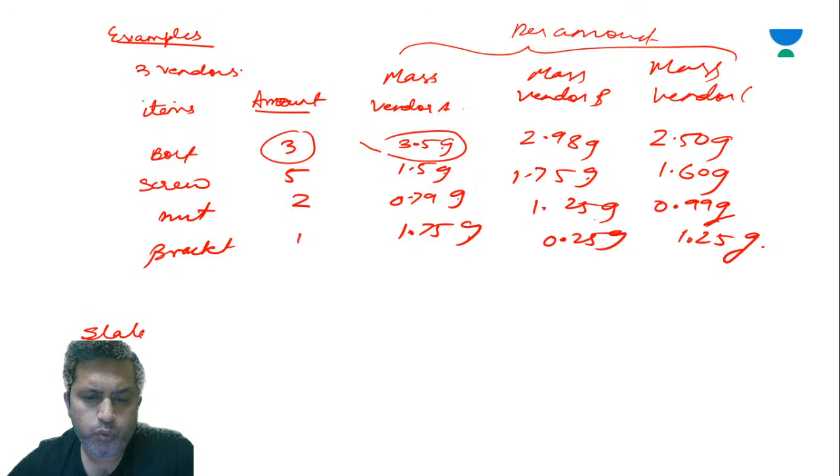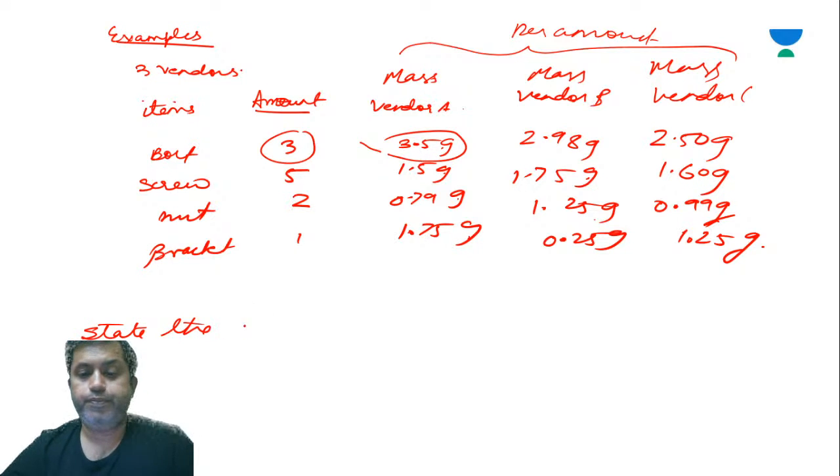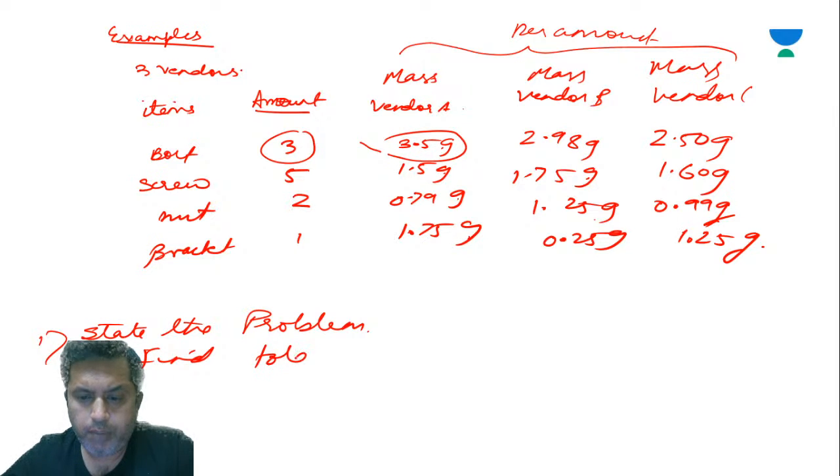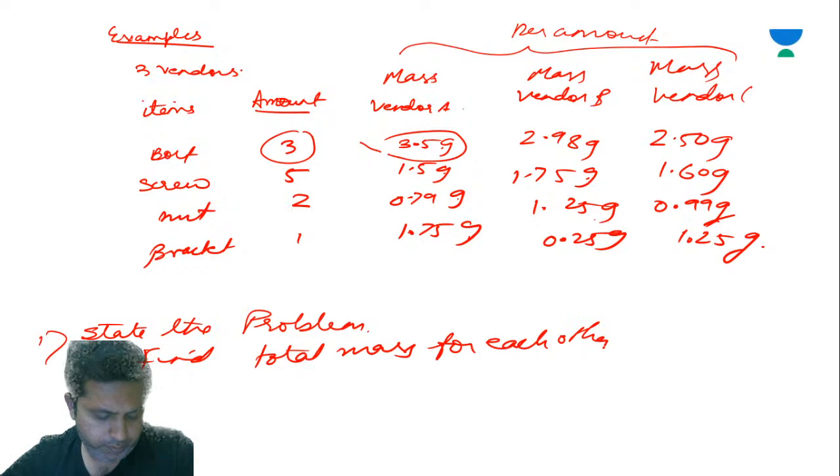Okay, so five steps, as we know: state the problem. What is the problem statement? Find total mass for each vendor.